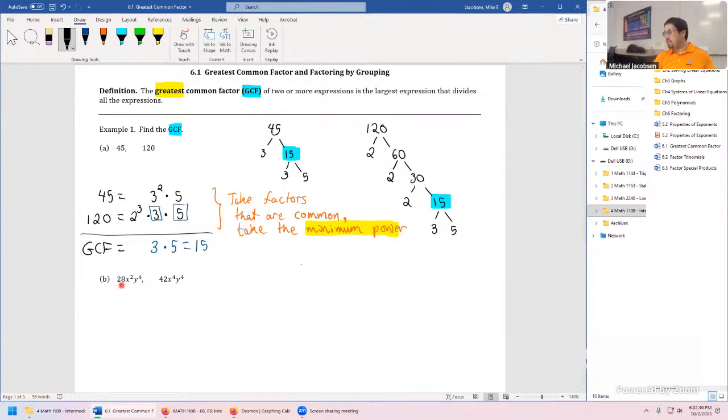28 itself can factor by first dividing it by 2, giving us 14. Divide that by 2 and we get a 7. And then the factor tree terminates since 7 is prime.